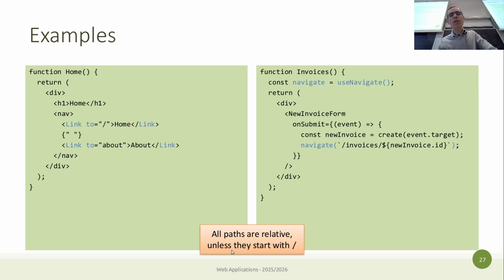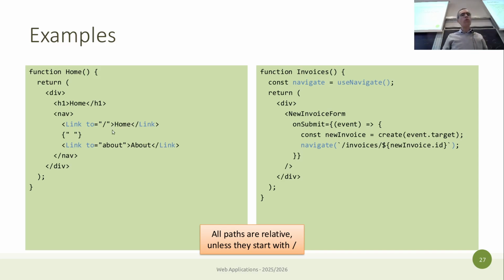All paths are relative unless they start with slash, but I mean this is quite intuitive, so basically about is relative, depending on where you are with the URL. If you are already on slash invoices, it will go to slash invoices slash about, okay? If we want to go to slash about, in any case, you need to have an absolute URL, slash about, okay? Like the slash, always go to slash regardless of where you are with your URL.